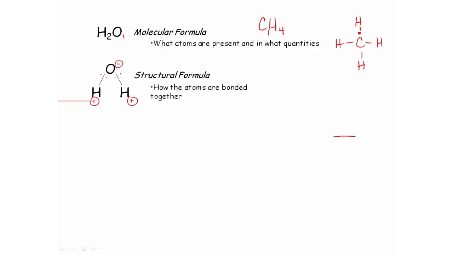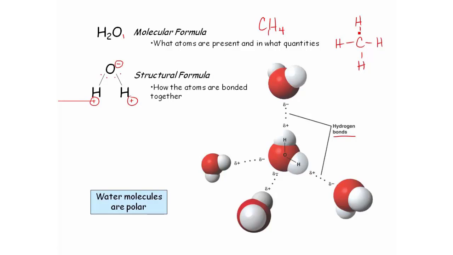Now, because water has those polar covalent bonds in it, we do have 2 different ends to the molecule. So we refer to water molecules as polar molecules. Polar because they've got opposite poles, or 2 ends that are behaving differently from each other. This is going to give water a lot of unique properties that you may not see in other molecules.